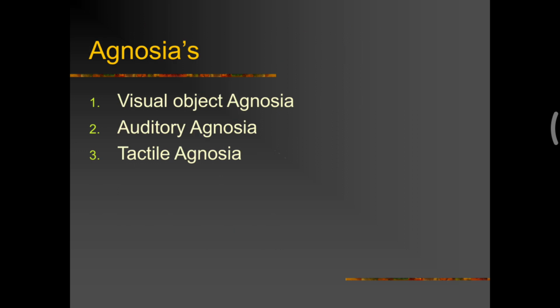Agnosias, as I said, are the inability to discriminate between closely related things, and they could affect your vision, auditory or tactile senses. Say, for example, with auditory agnosia a person might find it very difficult to differentiate between a mobile ringing and a doorbell ringing. That's an example of an agnosia.